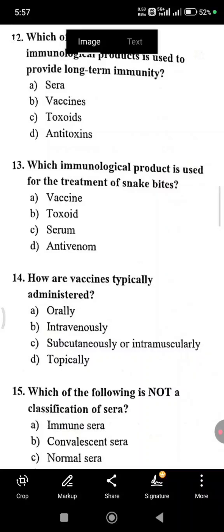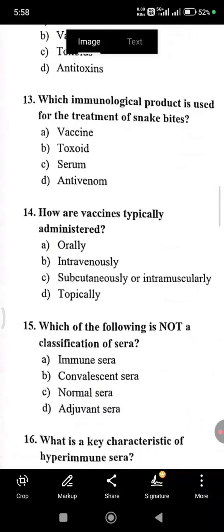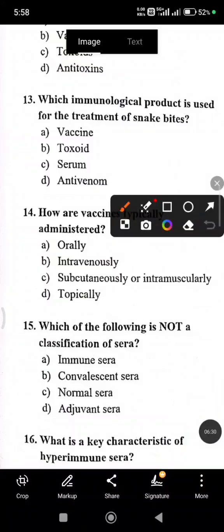Question number 14. How are vaccines typically administered? Vaccines are typically administered subcutaneously or intramuscularly. Option C is the right answer.